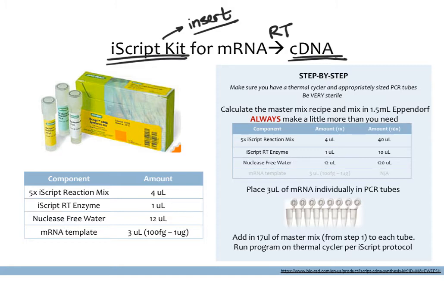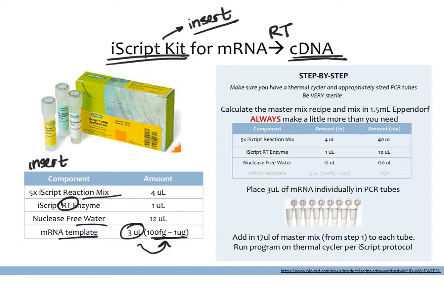And so here we're just going to walk through the iScript recipe as an example of how you do this. If you look on the insert in the iScript box, this is the recipe you will see. It will tell you to mix your RT enzyme with a reaction mix that contains all the other components, so your DTT and your bases and whatever else you need, some water, and your mRNA template. Every kit will give you an amount of mRNA that kit can handle, but I find that using about 2 or 3 microliters usually gets you within this range for any mRNA that you've extracted.